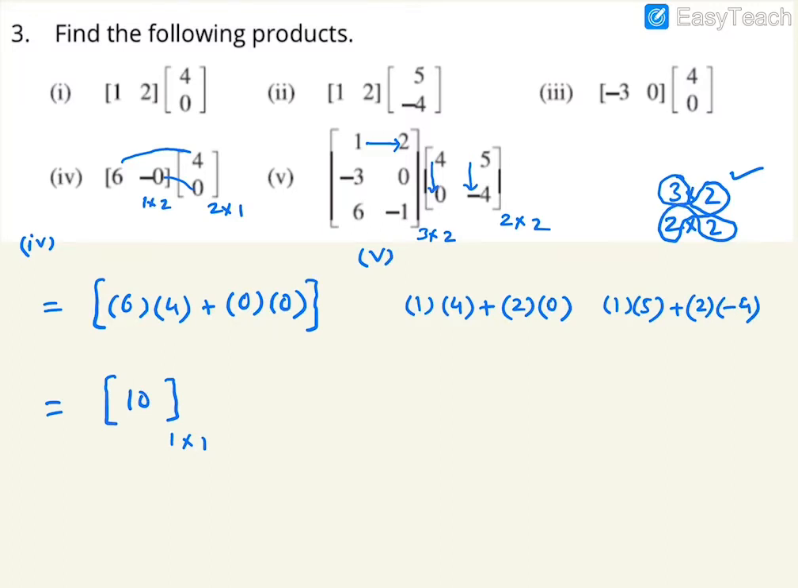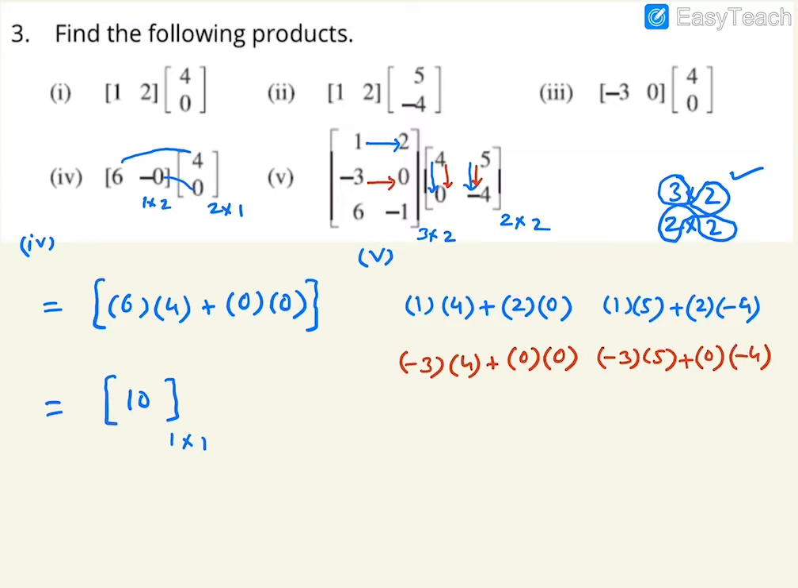Now second row, let me change the color. Second row will multiply with first column. So minus 3 will multiply with 4, plus 0 will multiply with 0. Similarly, second row will multiply with second column also. How? Minus 3 will multiply with 5. First element with the first one and second element with the second one, and plus sign between them. 0 will multiply with minus 4.